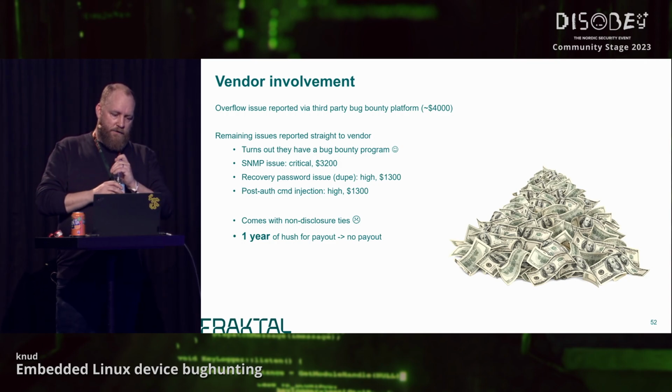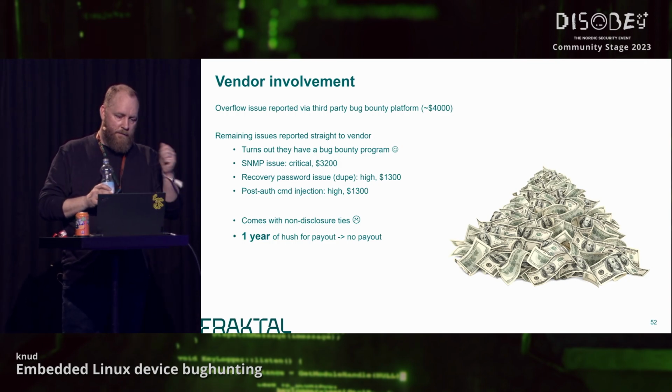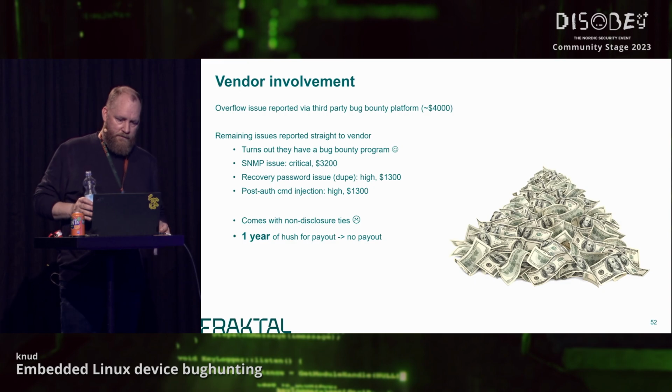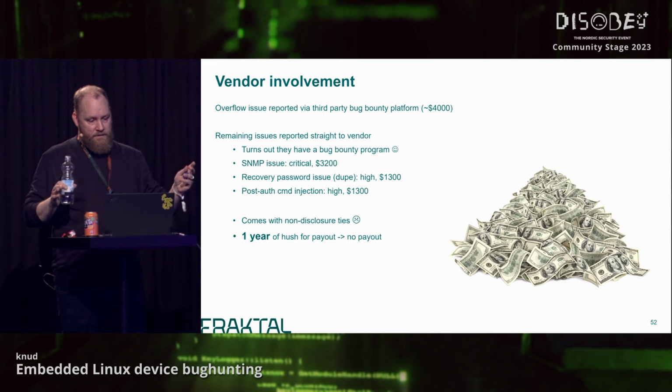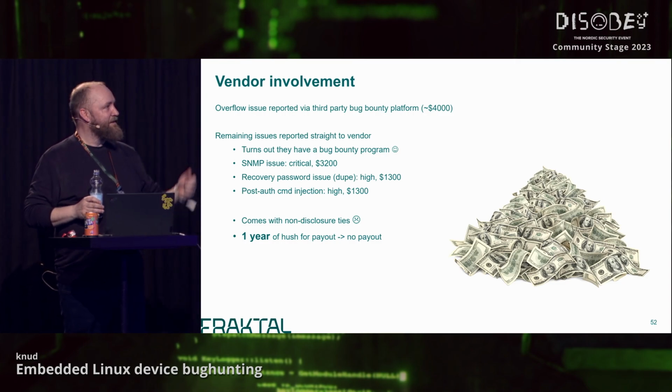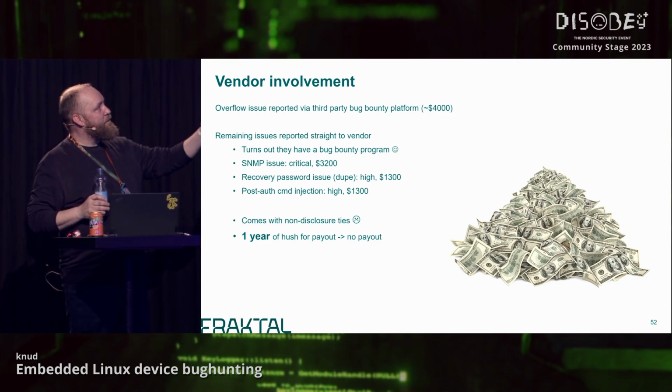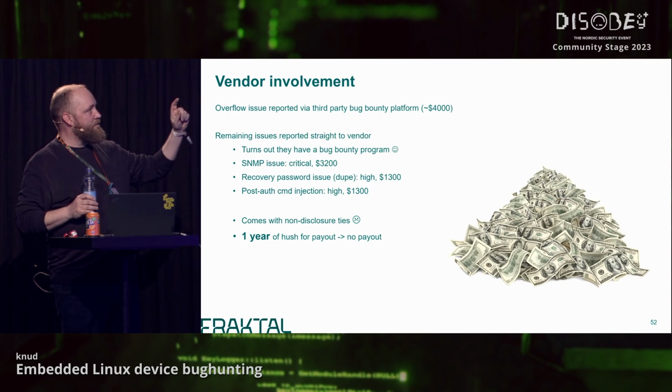So I reported the maintain overflow to some third-party bug bounty platform, and I got $4,000, pretty good. I gave them to some cat charity, also pretty good, because I like cats. And I reported the rest of the issues I found straight to the vendor.